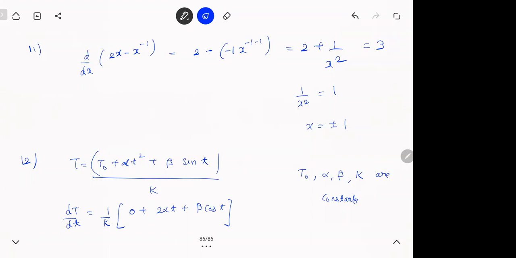I think maybe you got confused here. That is not p, that is pi. Putting the t is pi. That's not p. Now substitute pi in this. This would be 1 by k into 2 alpha pi plus beta cos pi. Cos 180 is minus 1. So 1 by k into 2 alpha pi minus beta.